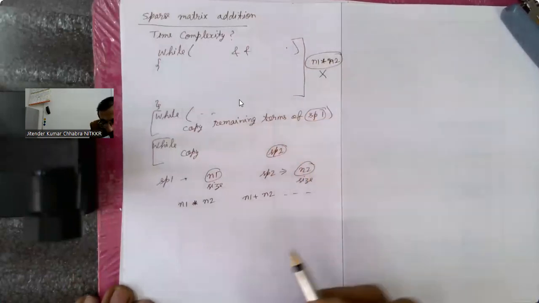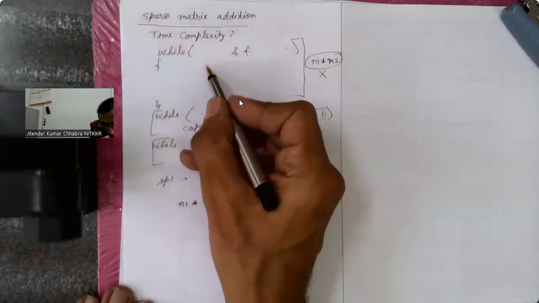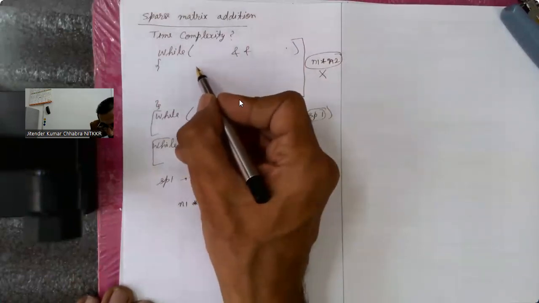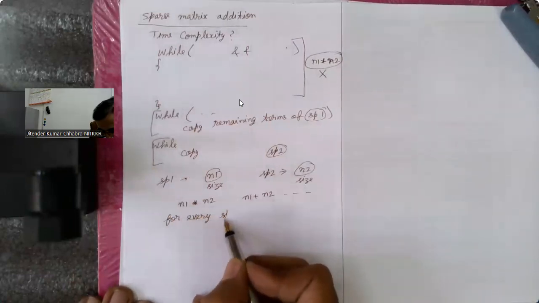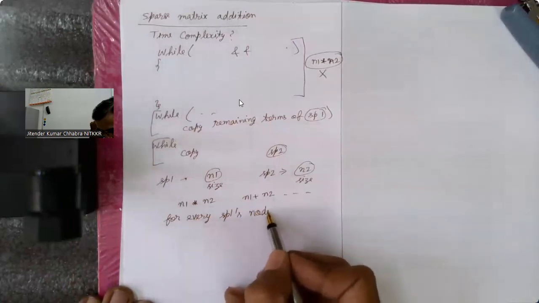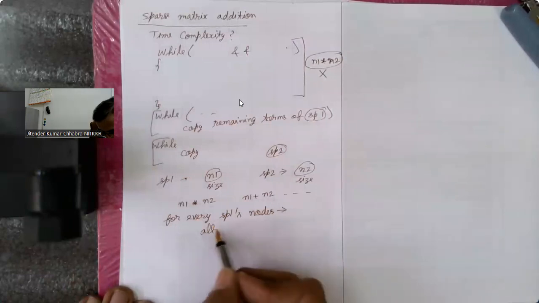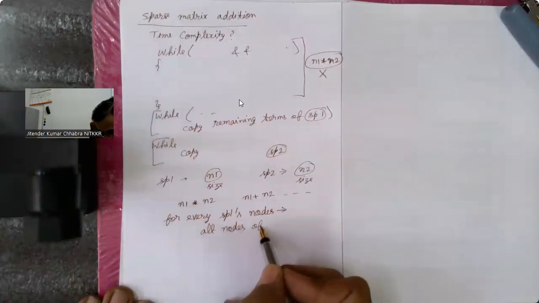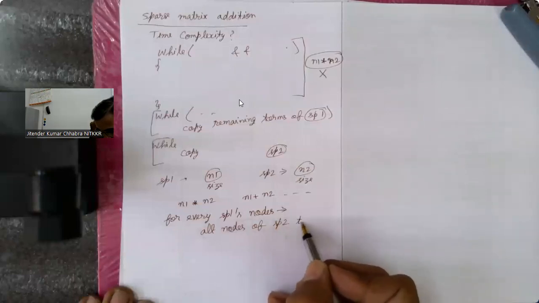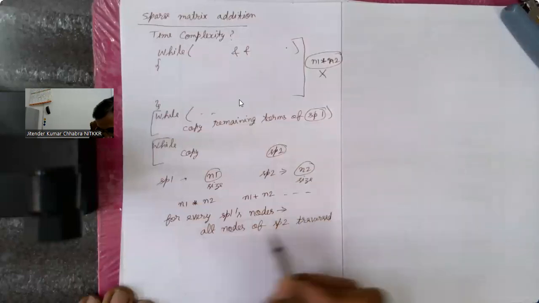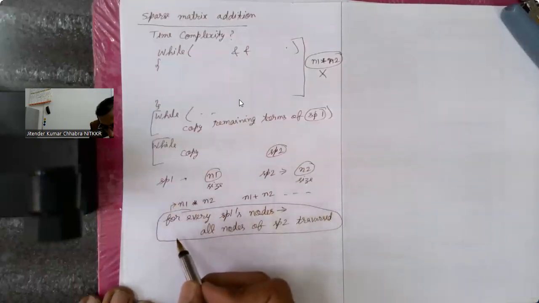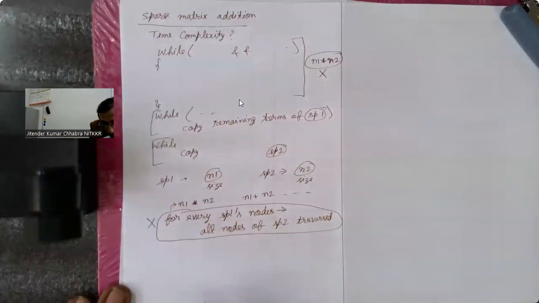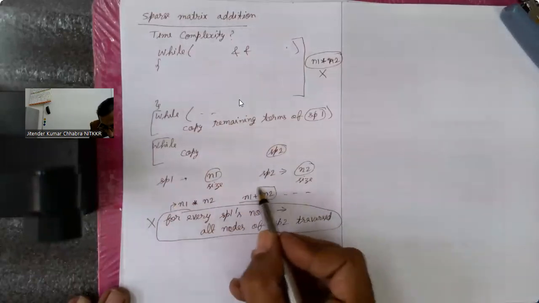I say no, because in all these cases we never had a situation where for every node of SP1, all nodes of SP2 were traversed and compared. Had this been the situation, then only N1 into N2 would be the answer. We had a situation where they were compared and one of them was used. So obviously you could think N1 plus N2.